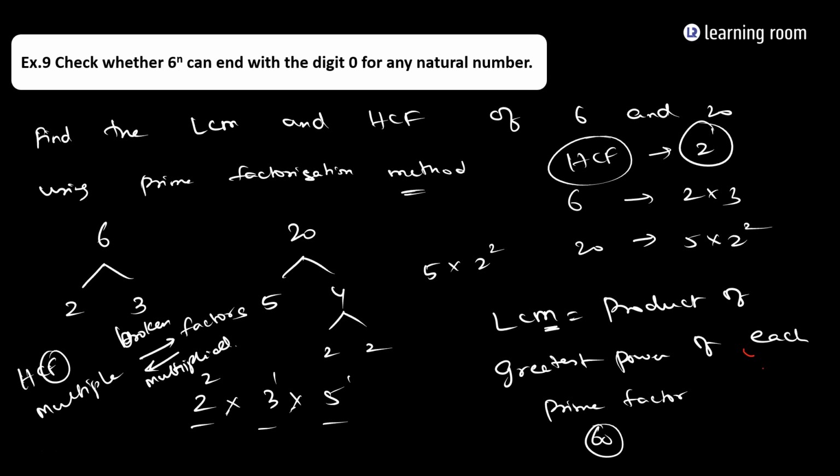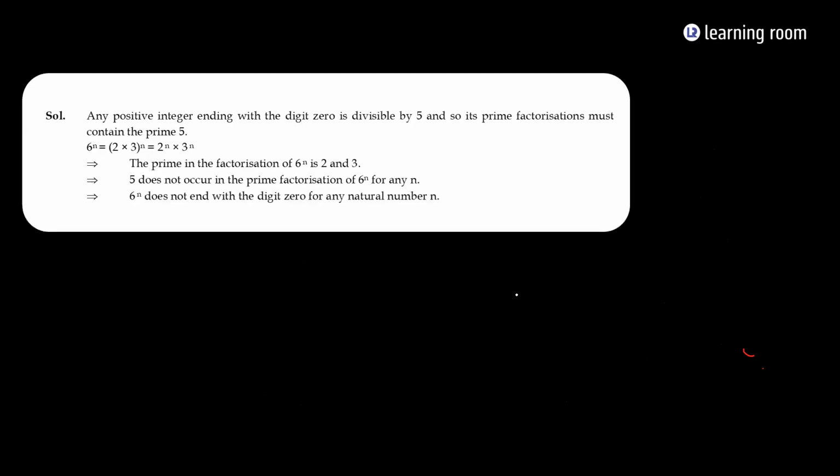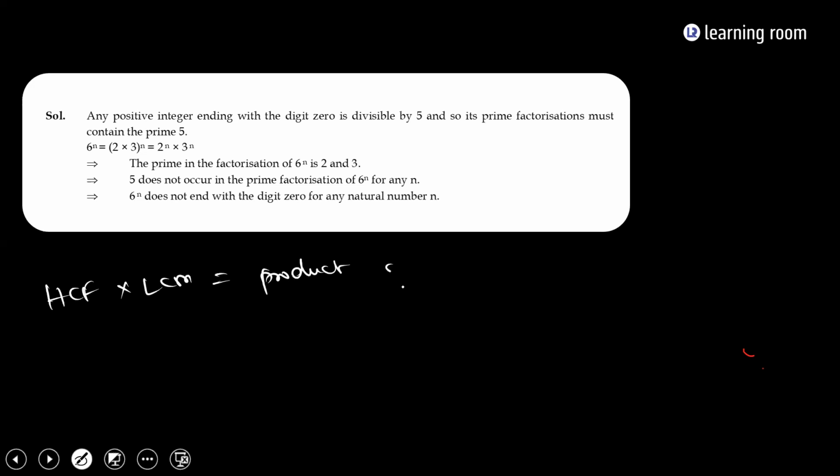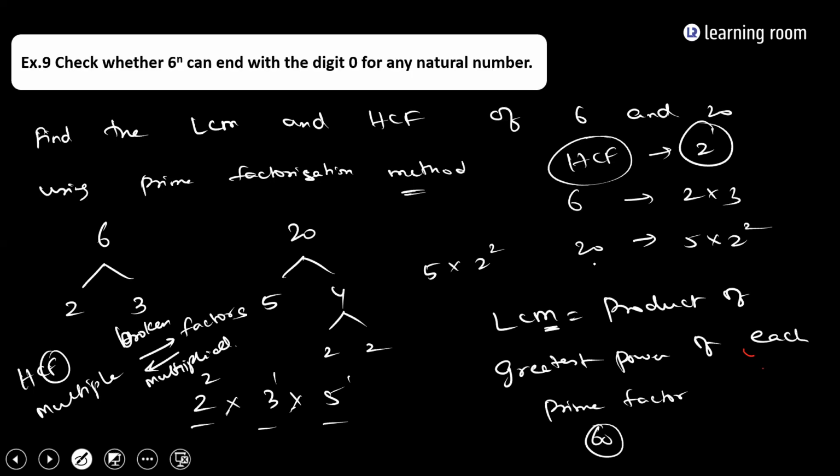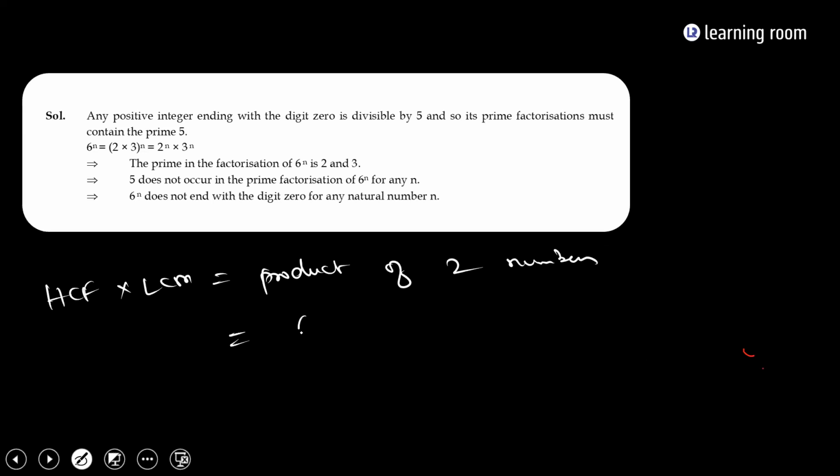So when two numbers are there, what is the relation between their HCF and LCM? HCF into LCM is equal to the product of the two numbers. So is it applicable in the previous problem? Yes, sir. We have 6 into 20. That should be 120. What did we get the HCF as? 2. What did we get the LCM as? 60. 2 into 60 is 120. So it is matching.